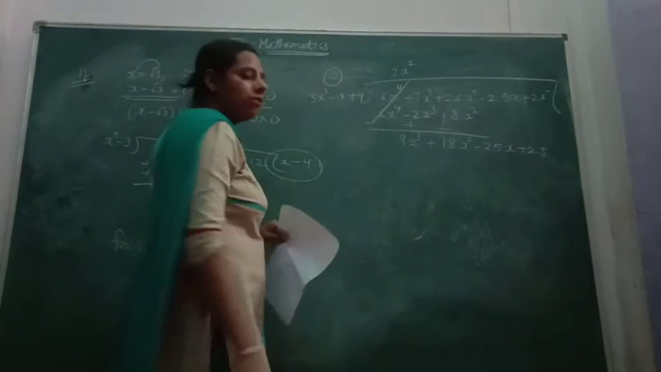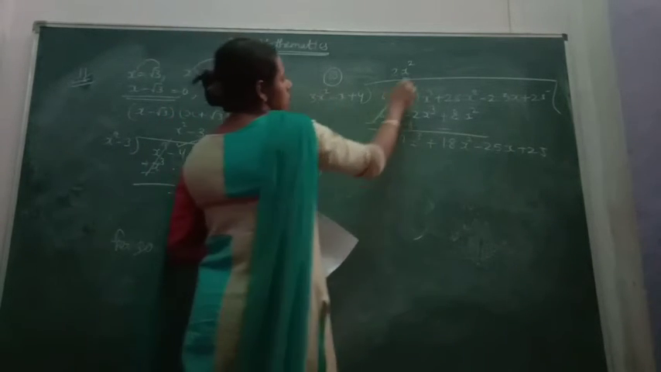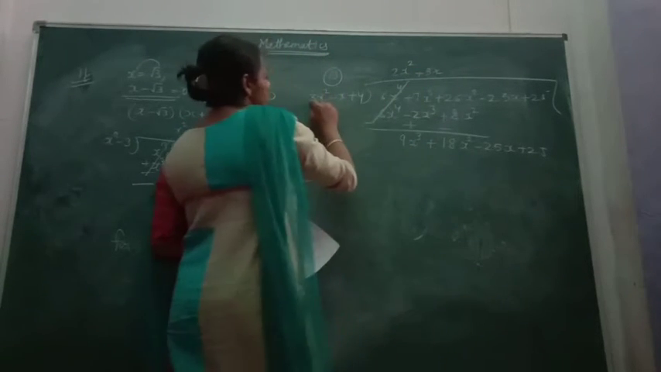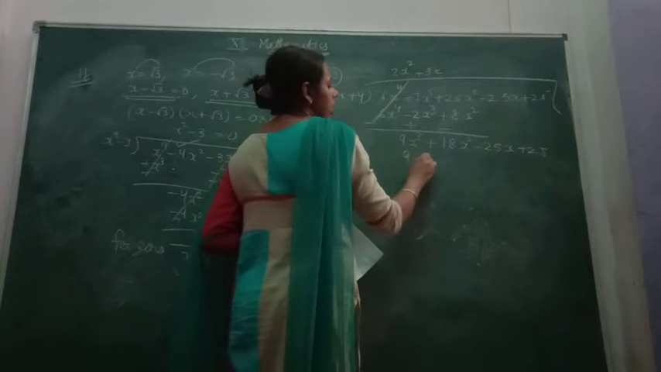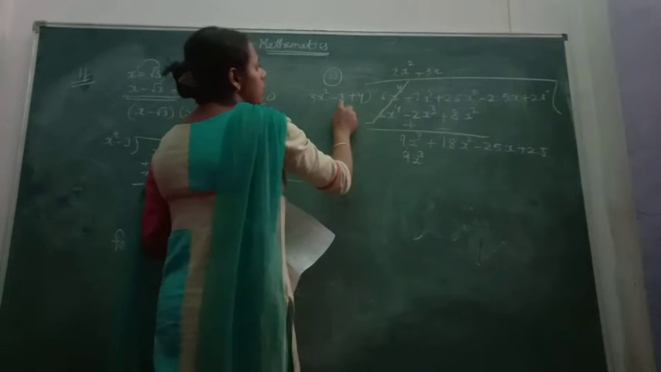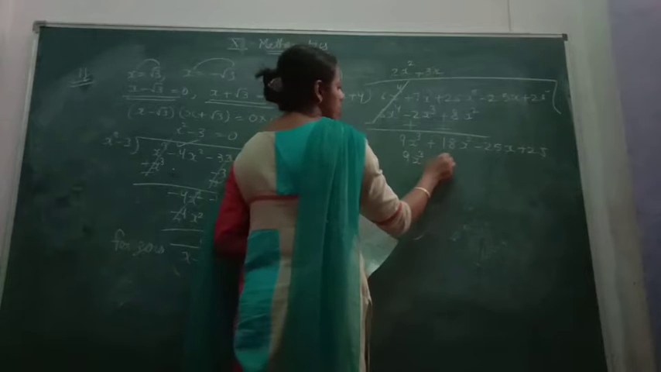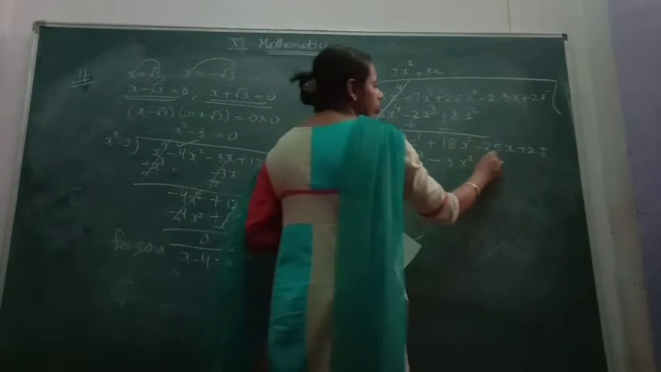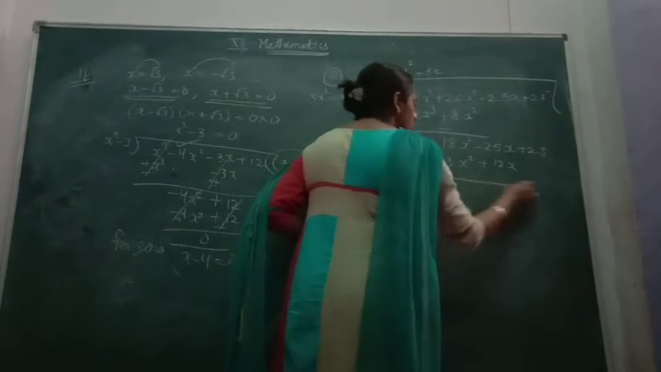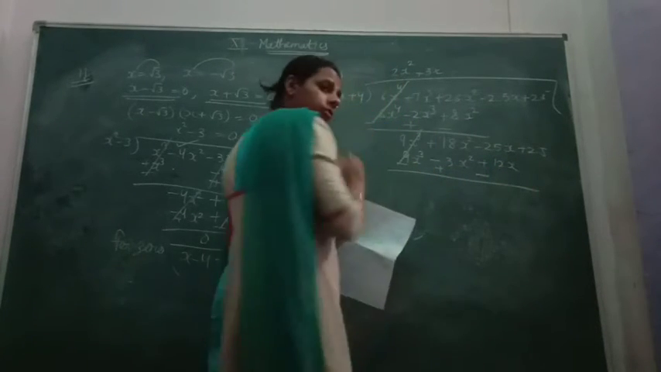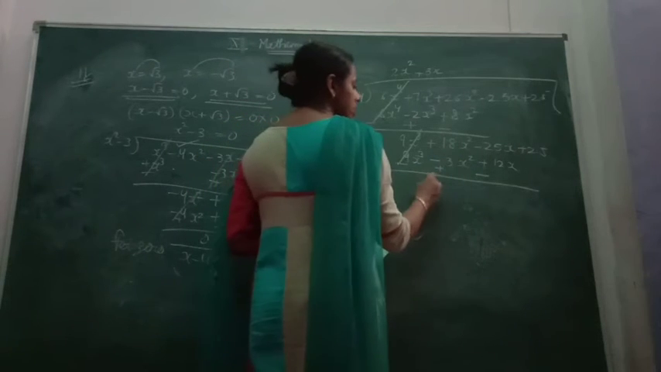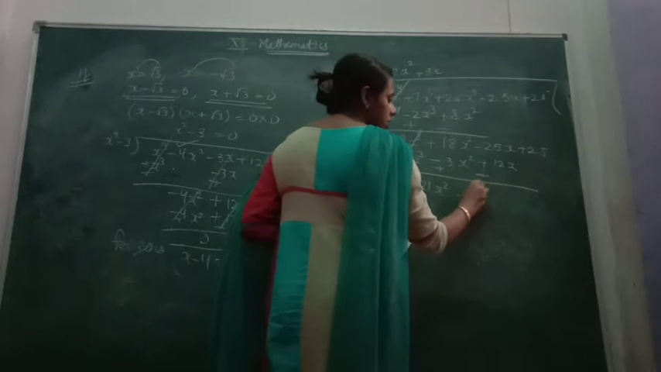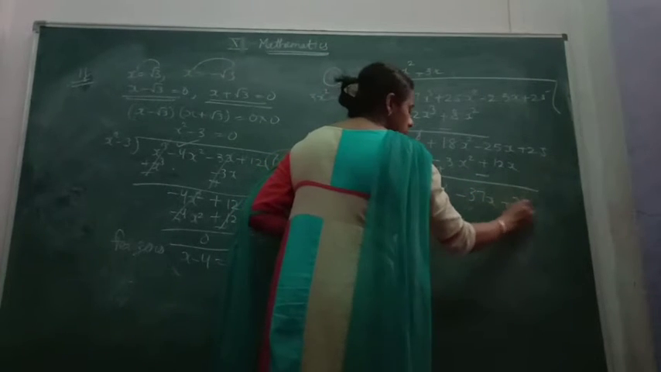Now to create the first term, you have to multiply 3x square with plus 3x. Okay, 3x multiplied by 3x square, you will have 9x cube. 3x multiplied with minus x, you will have minus 3x square. 3x multiplied by 4, you will have 12x. Okay, again change the symbol. The first term will be cancelled. 18 plus 3, that is 21x square. Minus 25 minus 12, that is minus 37x plus 25.